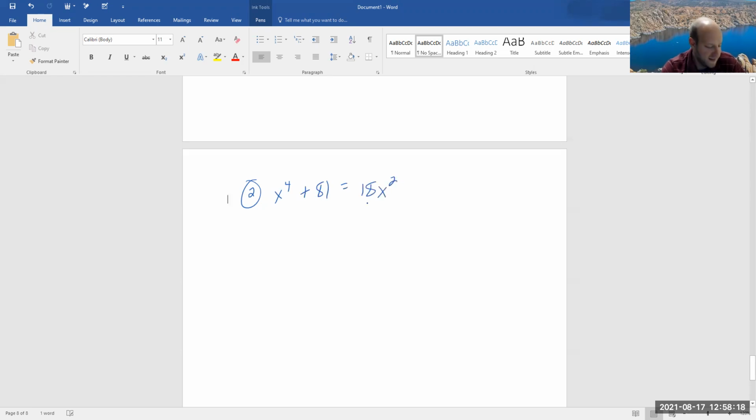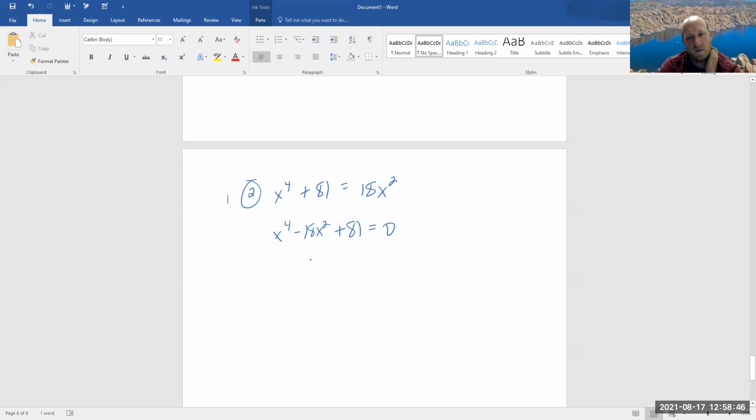So anyway, let's do x to the fourth plus 81 equals 18x squared. So again, the first step, we're going to get everything to one side. So what I'm doing is I moved 18x squared over here by subtracting it, and I put it between the x to the fourth and the 81, and then set this equal to 0, right?